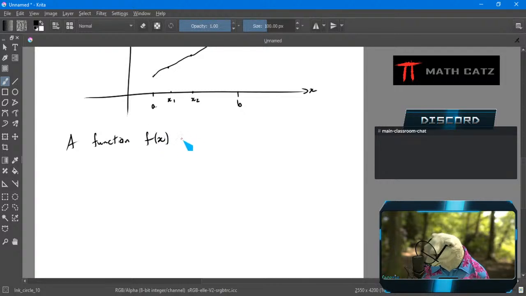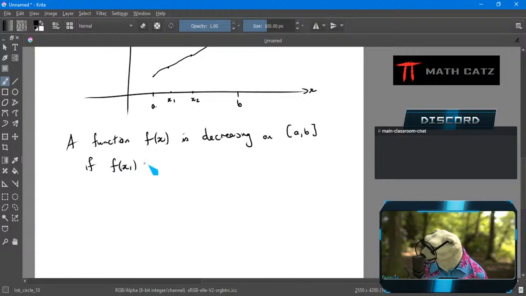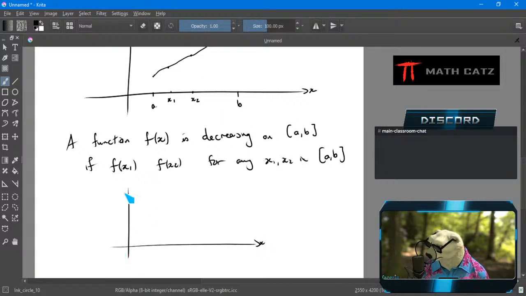It's good to see how the language looks. Function f is going to be decreasing on some interval a to b if I compare the function values between any two points, x1 and x2, in this interval. Could be the endpoints, could be interior points, doesn't matter. I need to be going downhill in one way or another.